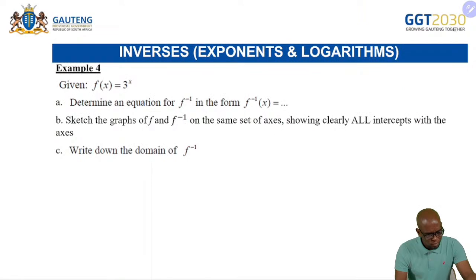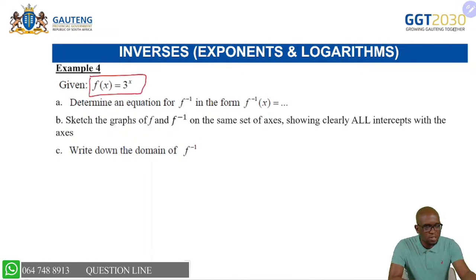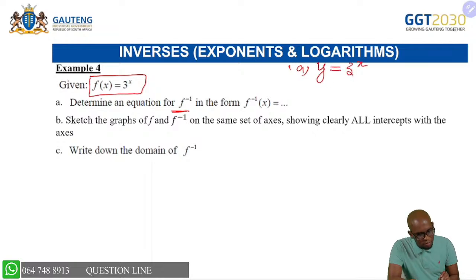Moving on, exponents and logarithms. We are looking at the inverses. Now we are given the function f of x is 3 to the exponent of x. Determine the equation of the inverse. Now what are we going to do? First things first, we're going to write this as y is equal to 3 to the exponent of x. For us to get to the inverse, we interchange x and y. So where we see x, we put y, and where we see y, we put x.